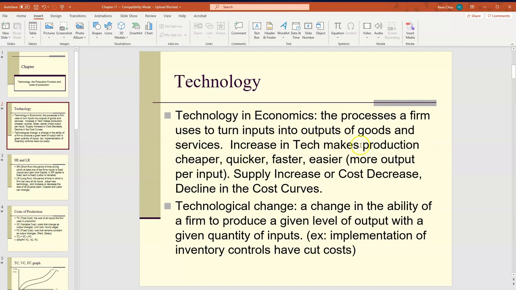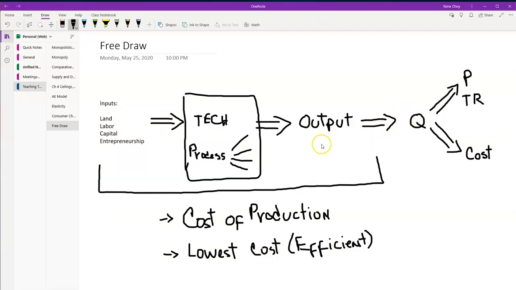Now, we're going to talk at some point about what we call the production function. So basically, an increase in technology shifts your production function upwards, or it shifts your cost structure downwards. A technological change is basically the ability of a firm to produce a given level of output with a given level of inputs. So when there's an increase in technology, the idea is that you will be able to produce more outputs with the same amount of inputs.